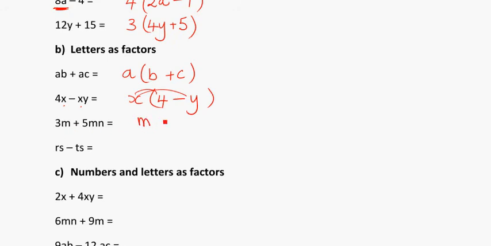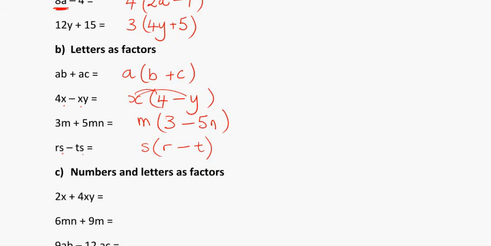What letter's common? An m. Factor it out. I need a 3 in the first part of the bracket, and I need a 5n in the second part. And this one here, pull an s out. What do you multiply s by to get rs? I need an r. What do I multiply s by to get ts? I need a t. Recheck it, and it works.